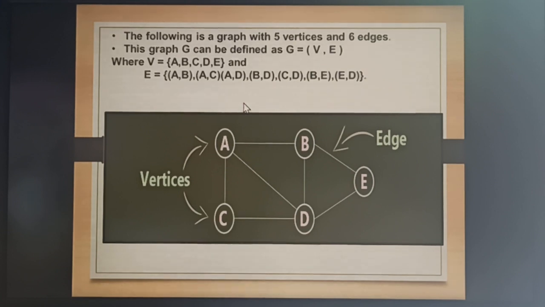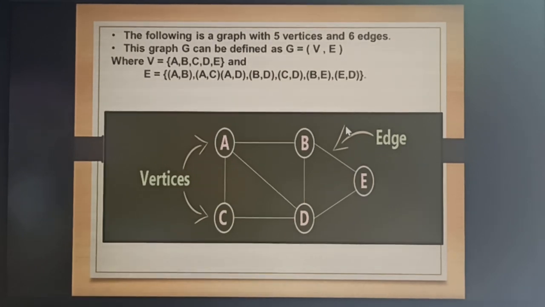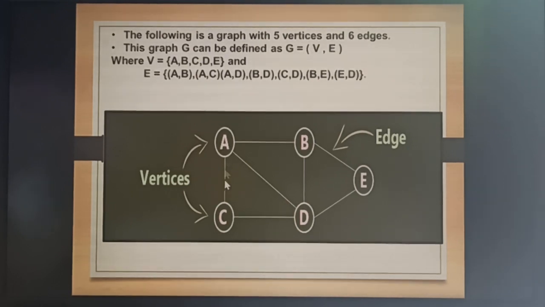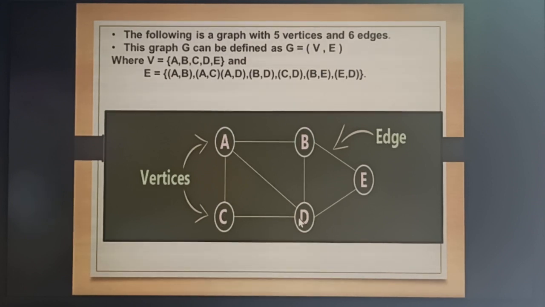Now see this. This is also one graph. This graph has 5 vertices and 6 edges. Here this graph G can be defined as G = (V, E), where V is the set of vertices and E is the set of edges. So here V = {A, B, C, D, E}, the set of vertices, and E is AB, AC, AD, BD, CD, BE, then ED or DE.